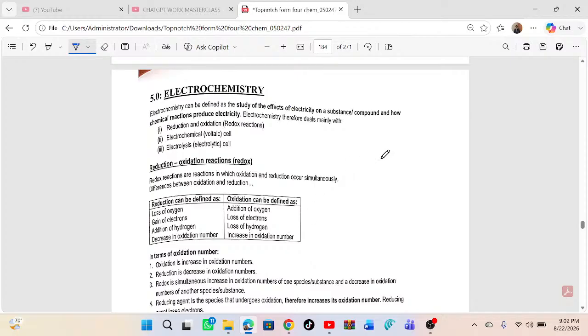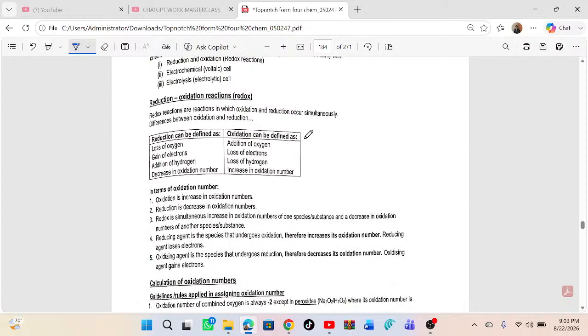So in electrochemistry, we mainly need three important things. Number one is the redox, reduction and oxidation. That's redox reaction. Number two, we're going to deal with voltaic cells. And number three, we're going to deal with electrolysis, and that's electrolytic cells. So let's start with the first step, that's the oxidation or redox reaction.